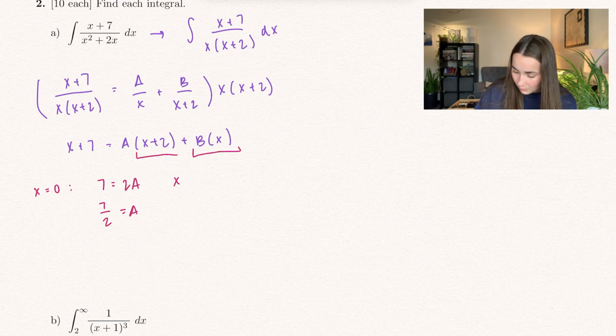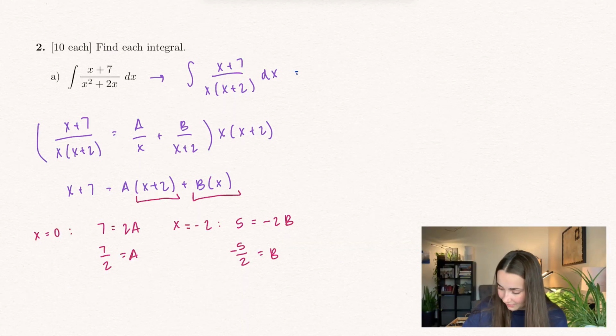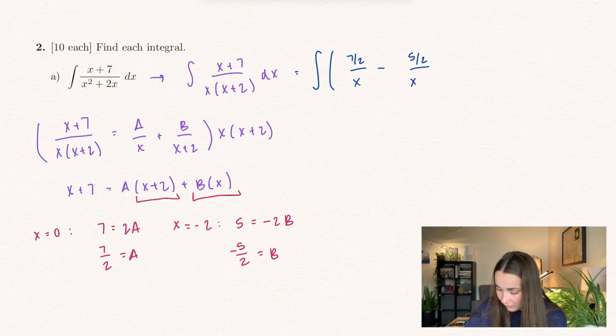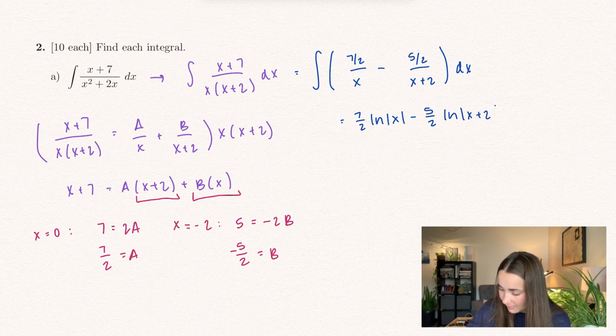We can plug in our other 0, which is going to be negative 2. So here we get negative 2 plus 7 is equal to 5. And here our a zeroes out, and we get negative 2 times b. And so if I divide by negative 2, negative 5 halves is equal to b. We can go ahead and replace that in our integral now. So this is equal to a over x, which is 7 halves over x, minus 5 halves over x plus 2 dx. And this we can take the antiderivative of. We get 7 halves times the natural log of x minus 5 halves times the natural log of x plus 2 plus c. And that right there is our solution.